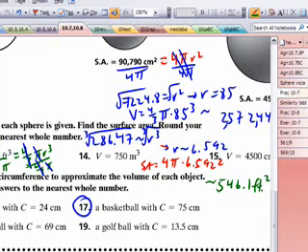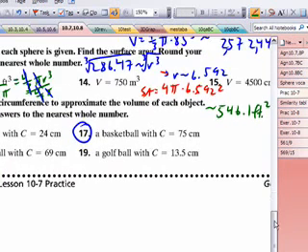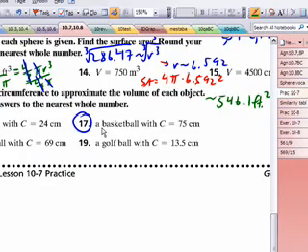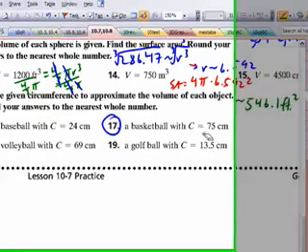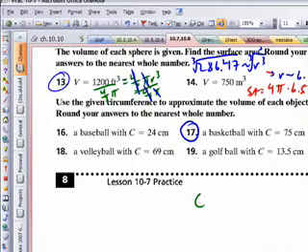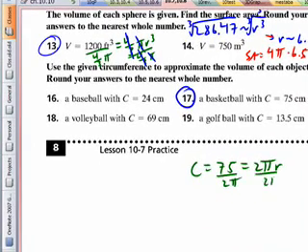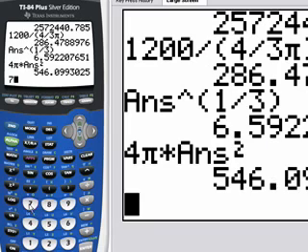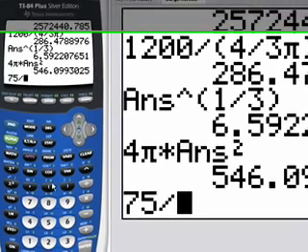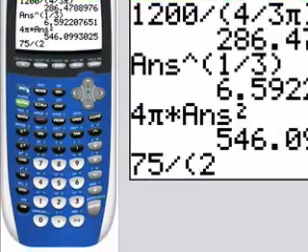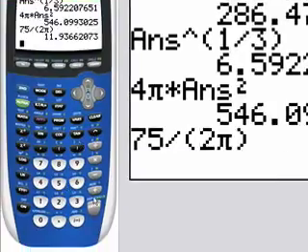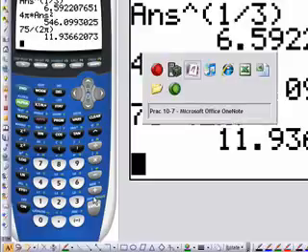Okay, for number 17, a basketball's got a circumference of 75 centimeters. So remember the circumference, which is now 75 centimeters, is equal to 2 pi r. So we'll divide both sides by 2 pi. So 75 divided by 2 pi. And be careful here, notice I put this in parentheses. If I didn't put it in parentheses, it would divide by 2 but then multiply by pi. So our radius is 11.94 approximately.